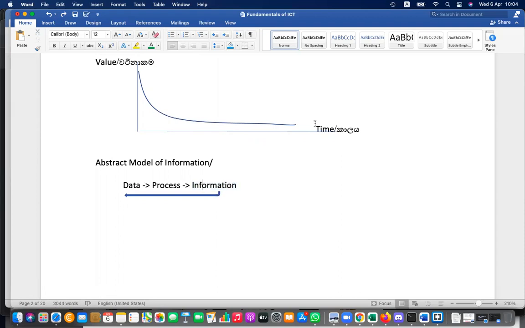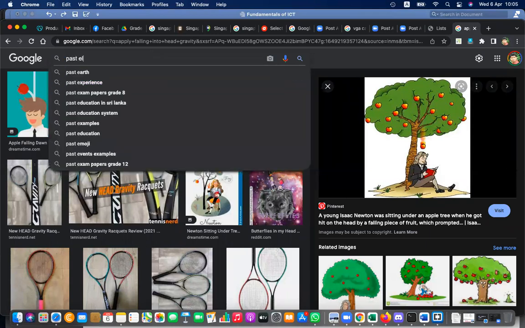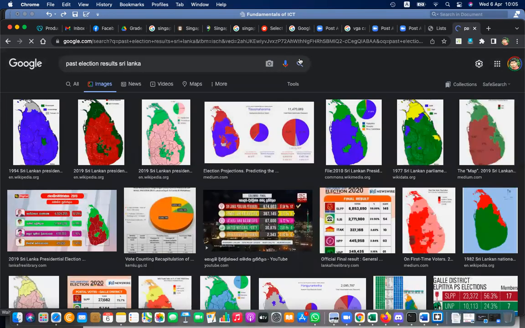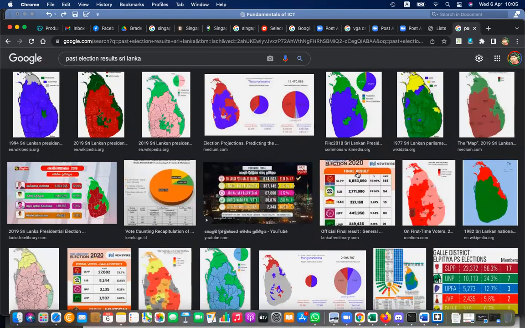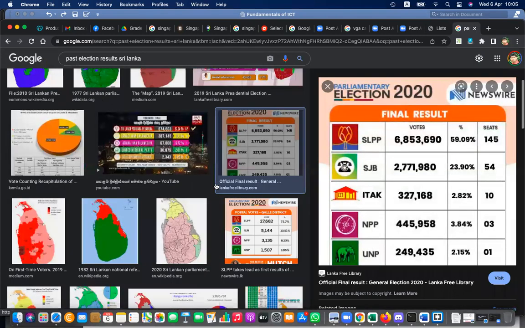Data will become information. Now actually the 2020 election result is only data. When the next election comes, let's say 2024, then in that election table the past election will only be data. I think you have seen these things on TV, past election results, Sri Lanka. Okay, so these are some results. Actually, in 2020, this was information.